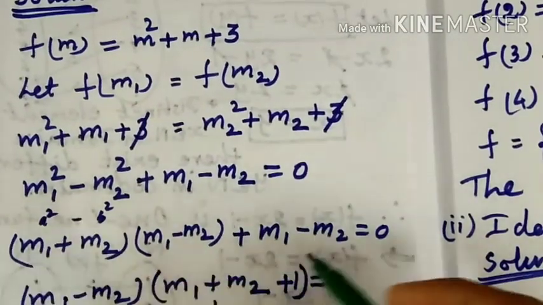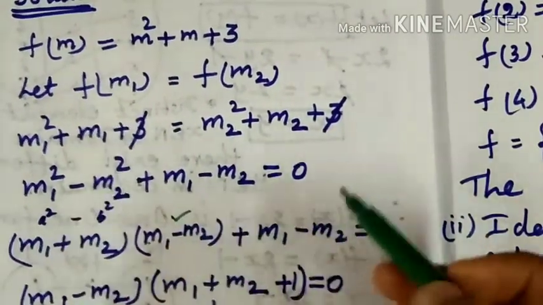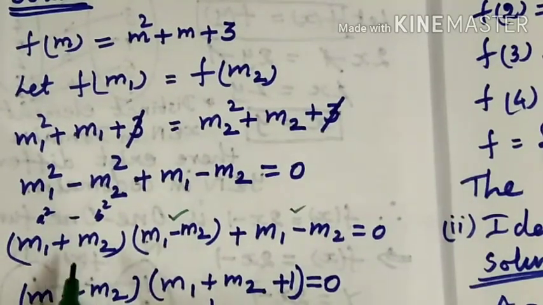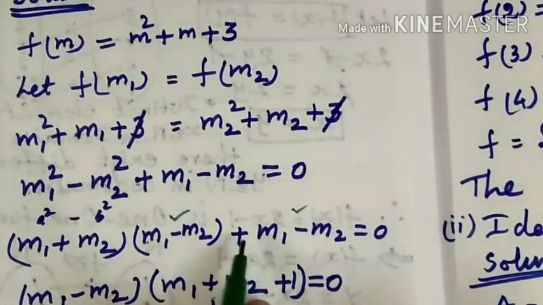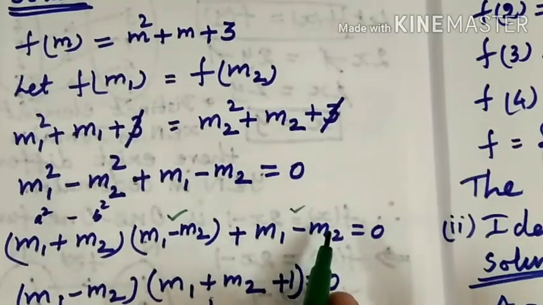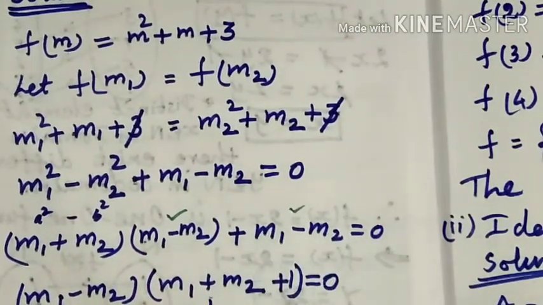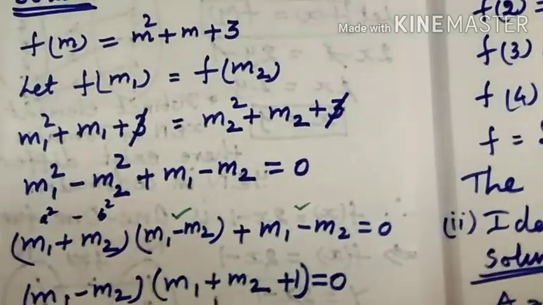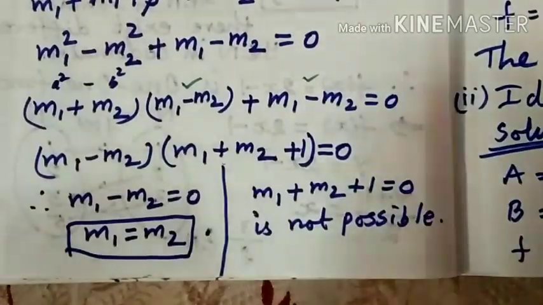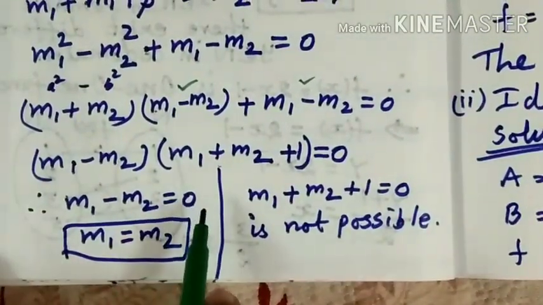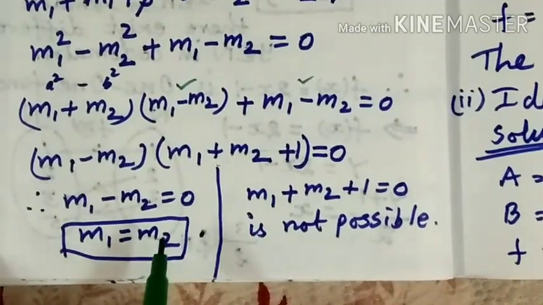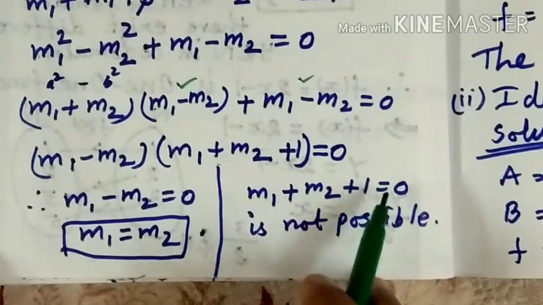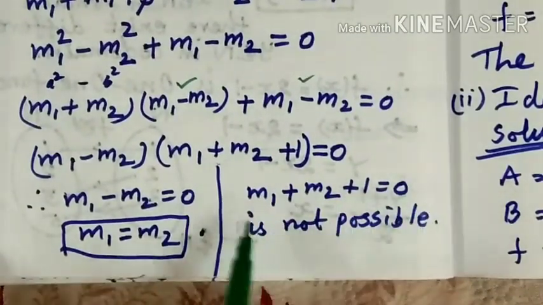See in this, which one is common? m1 minus m2, and here also m1 minus m2. So you take it common, and we get m1 plus m2, and in this term we take out the common factor, therefore here you write 1. So now we get two factors. In these two factors, m1 minus m2 equal to 0 means we get m1 equal to m2. But in this factor, m1 plus m2 plus 1 equal to 0, it is not possible.